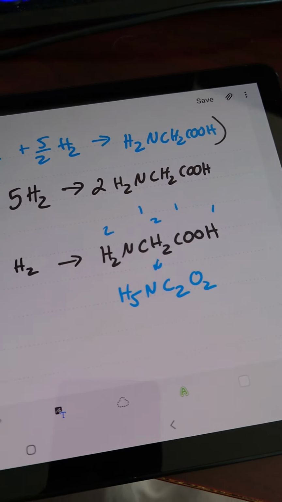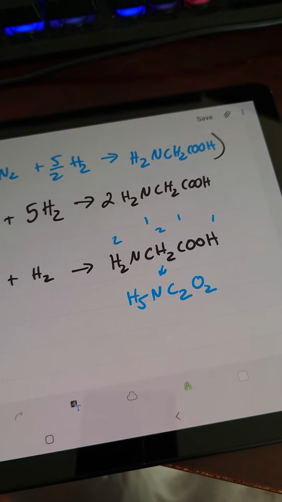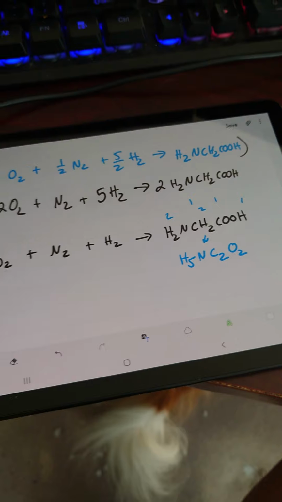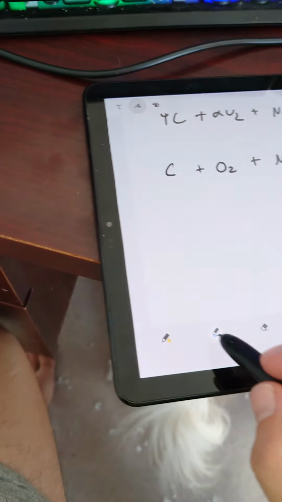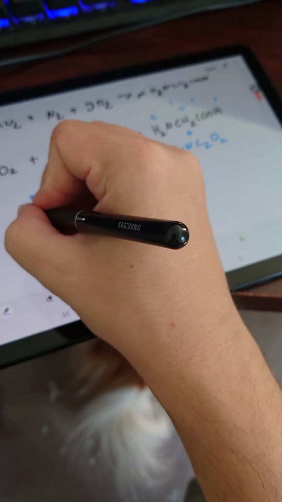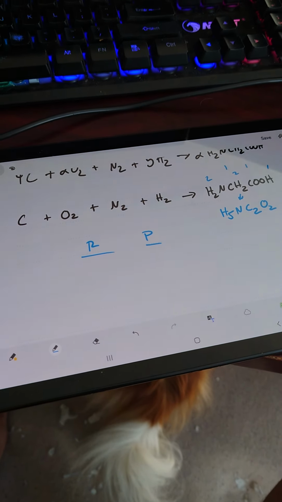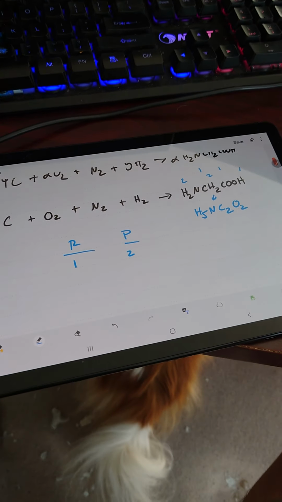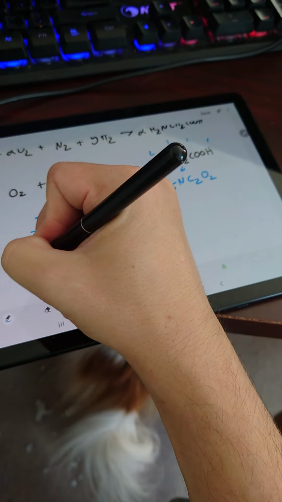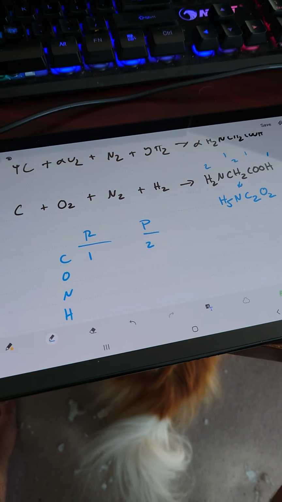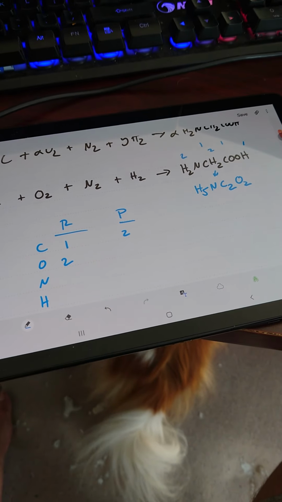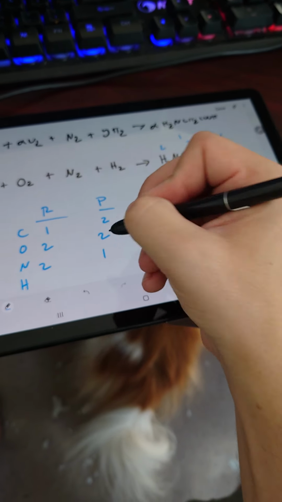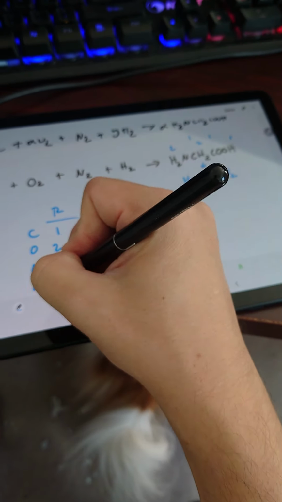You would just count up, how many hydrogens do I have altogether? Well, I have 5. How many nitrogens? 1. How many carbons? 2. Oxygens? 2. And now we can do our reactant and product idea. We see we have 1 carbon on the left, 2 carbons on the right. I guess I should write out what elements we're doing. Oxygens on the reactant side, we have 2. Oxygens on the product side, we have 2. Nitrogens, 2 and 1. And hydrogens, 2 and 5.